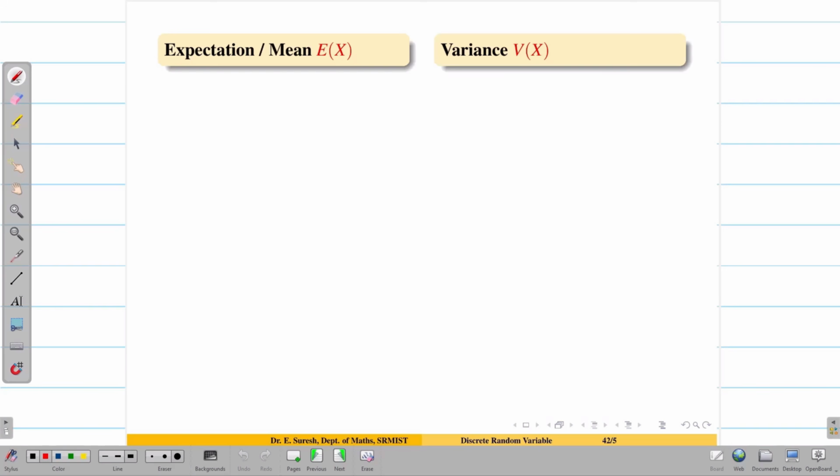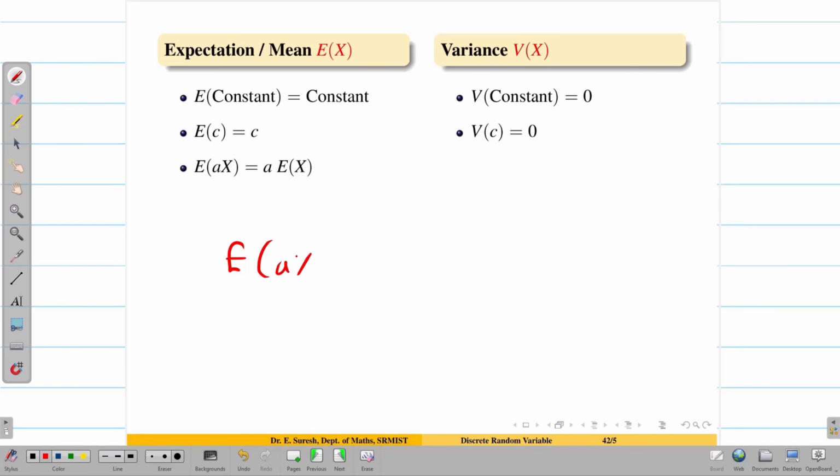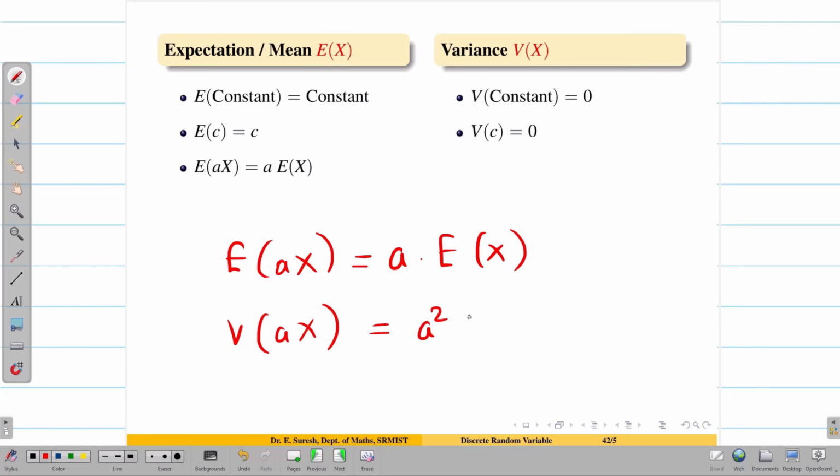Now let us see some properties of mean and variance. Expectation of a constant c is always c. Variance of a constant is 0. Next, E of ax, where a is a constant and x is a random variable, we can express this as a into E of x. But in the case of variance, variance of ax is going to be a square into variance of x.